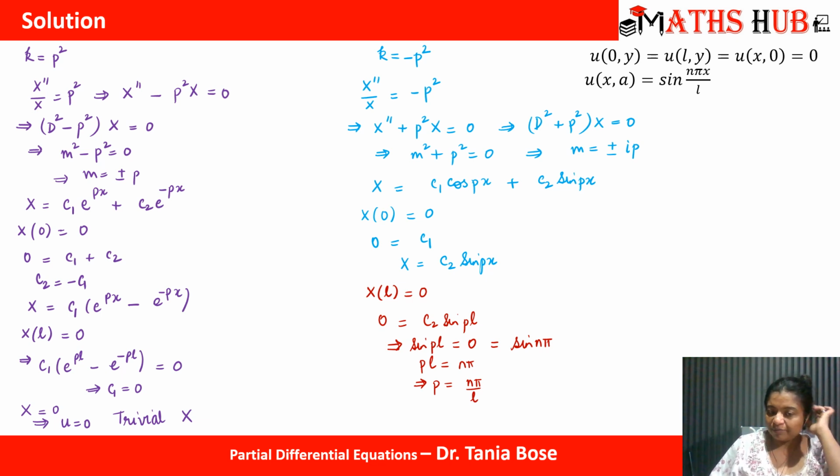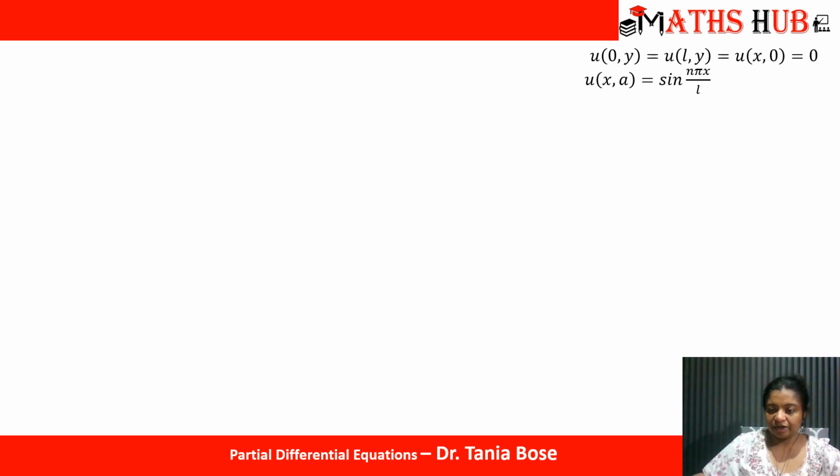If P is equal to n pi by L, what will our x become? X will become C2 sine n pi by L into x, right? We will get it from this equation by putting P as n pi by L, right? So we got the value of x. Now we need to solve for y also, right? So I'm just writing the value of x here. So x is equal to C2 sine n pi by L into x.